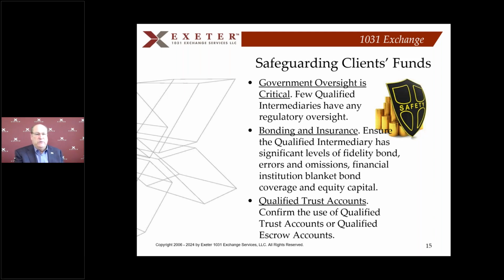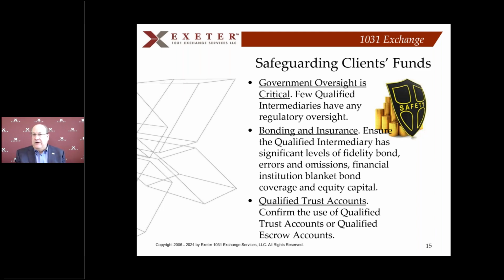So Exeter 1031 Exchange is the qualified intermediary. Exeter Trust Company is the regulated entity that actually holds the funds on behalf of the client. That means the funds are held in a regulated body. It's licensed, it's audited every year to make sure we're operating in a safe and sound manner, etc. So to me, these are the three most important components when you're reviewing a qualified intermediary. Do they have any government or regulatory oversight or licensing of any kind? Most do not. It's critical that somebody's watching over their shoulder.